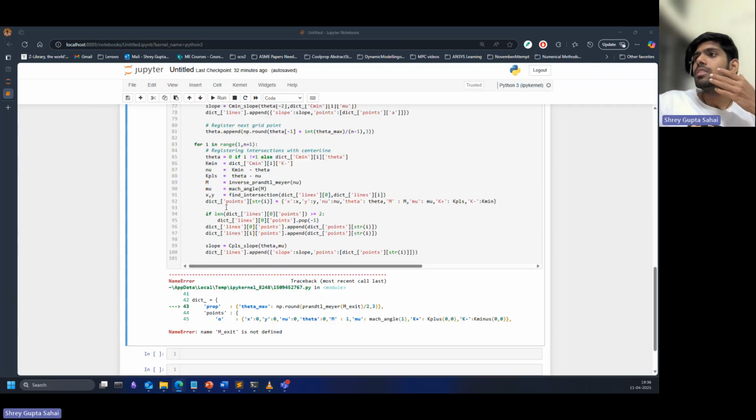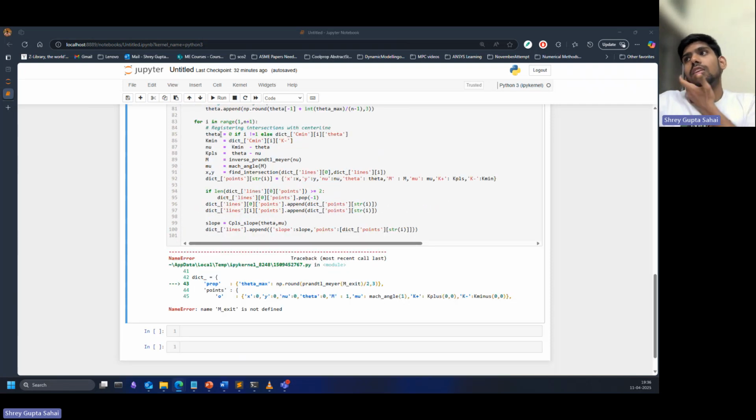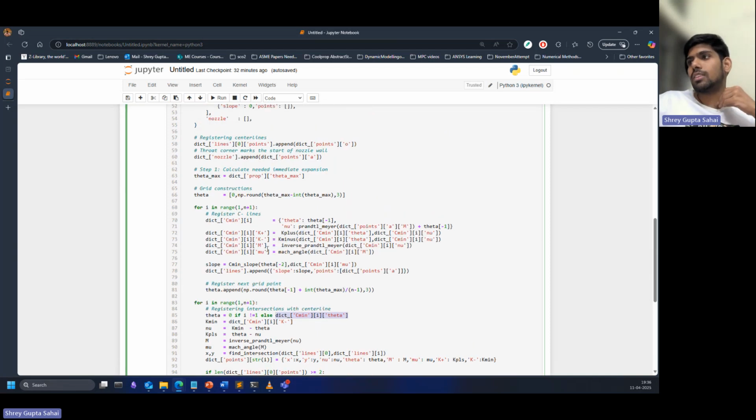So for that purpose, the first thing that we do is we assume theta to be 0 generally if I is not 1, but otherwise you take the theta corresponding to this C minus value. So you take this value, just behind the first C minus line. Otherwise, you take 0.